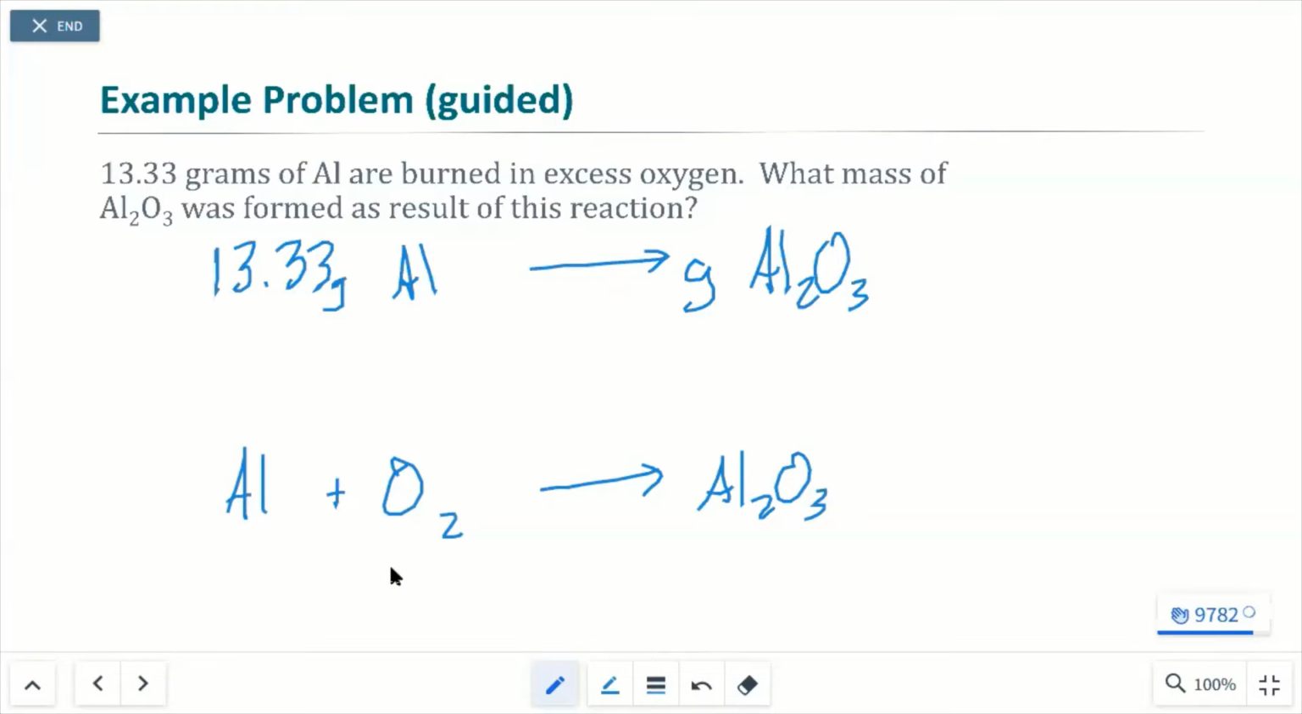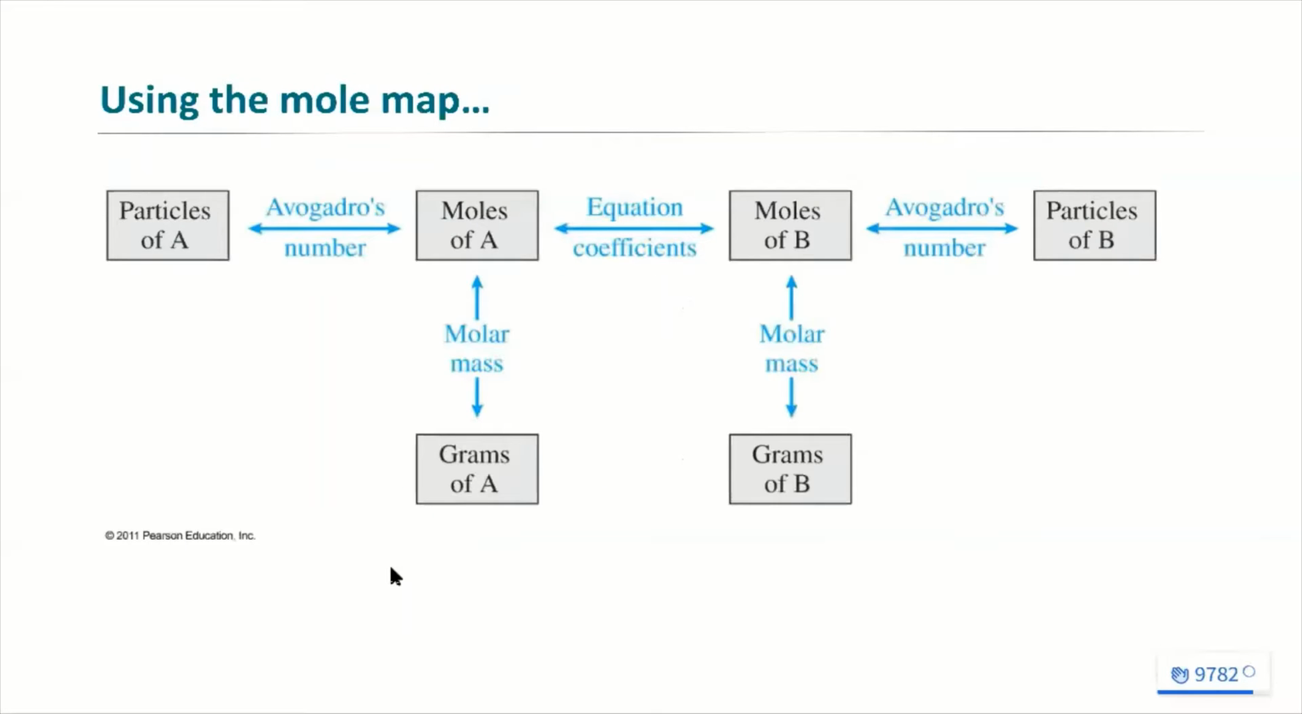If we balance this out, 3 oxygens means we need 2 aluminum oxides, which means we need 4 aluminums. There's my balanced equation right there. How do we actually go about solving the problem? Well, again, this is where our mole map comes in.